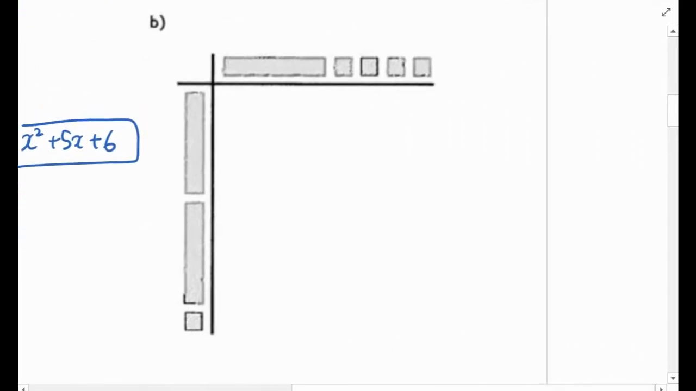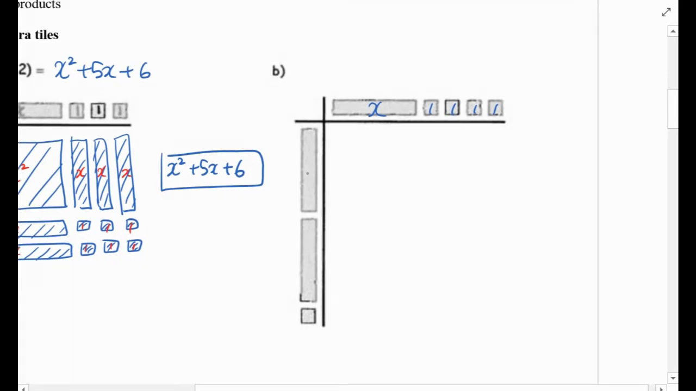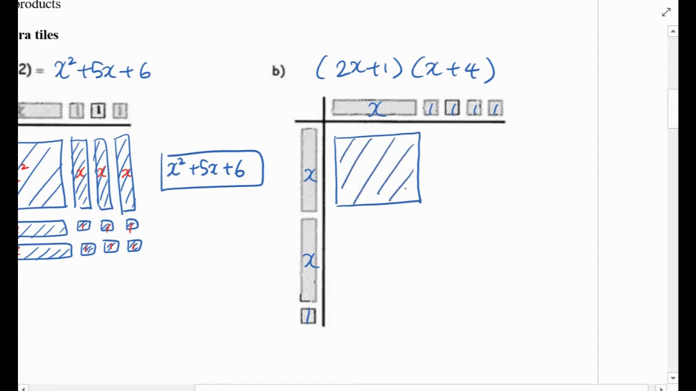This time, what you're going to do is read the algebra tiles. How many x do you have here? 1x. How many 1 do you have here? 4, 1. Okay, you have 2x and 1, 1. So what you're going to do is 2x plus 1 and x plus 4. And now you're going to draw algebra tiles to find the answer. Alright everyone, I want you to pause the video and draw the tiles, and find the answer. Go ahead everyone.